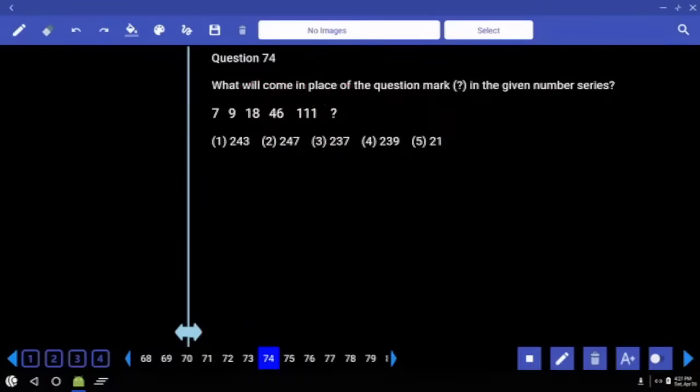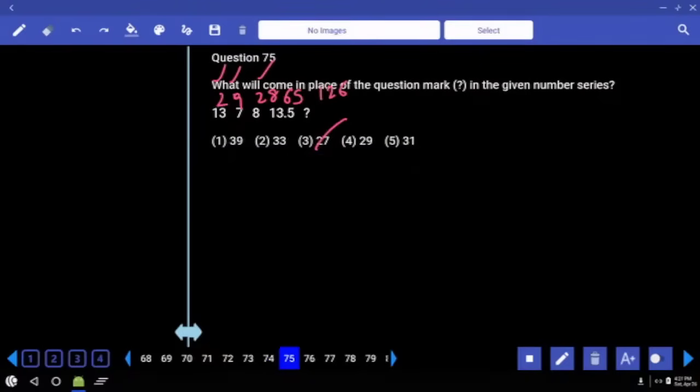Then 74. Now 74, 7 and 9, difference is how much? 2. Next one, 9, 28. What are these numbers? 2, 9, 28. 1 cube plus 1, 2 cube plus 1, 3 cube plus 1, 4 cube plus 1. Then 5 cube plus 1 is 126. 126 plus 11, 137, choice 3. That is question number 74.